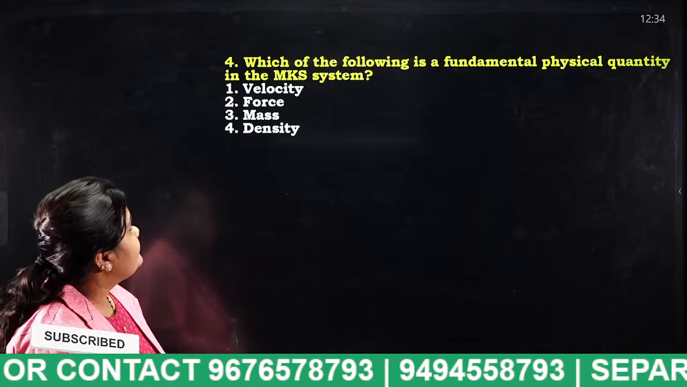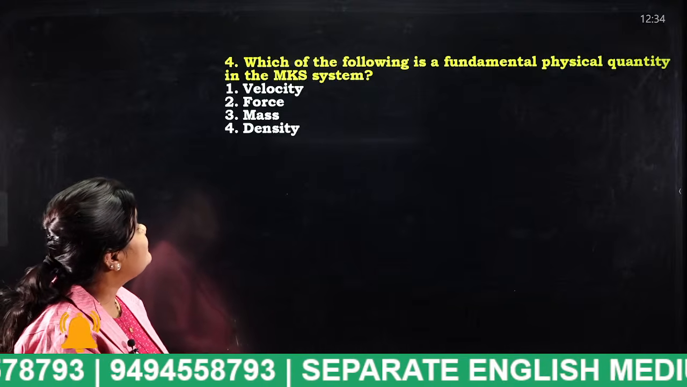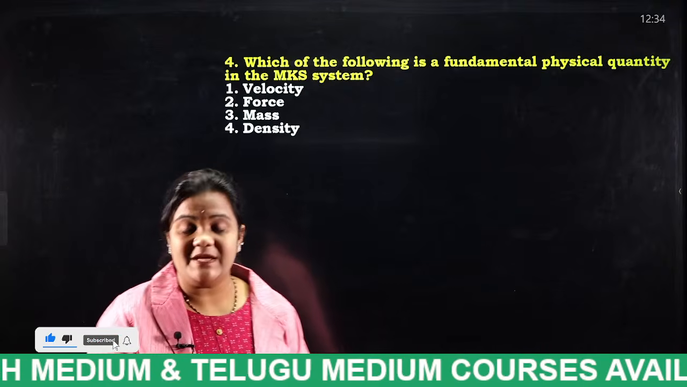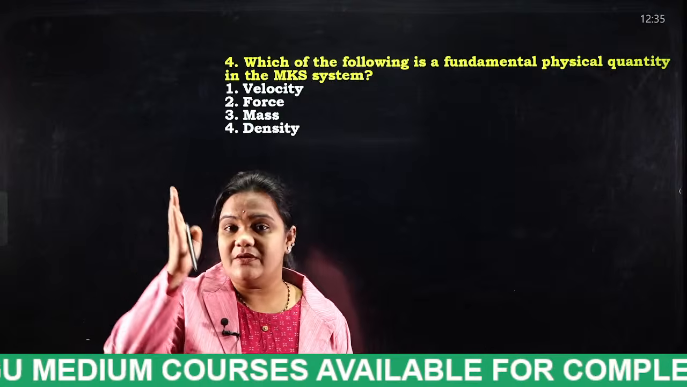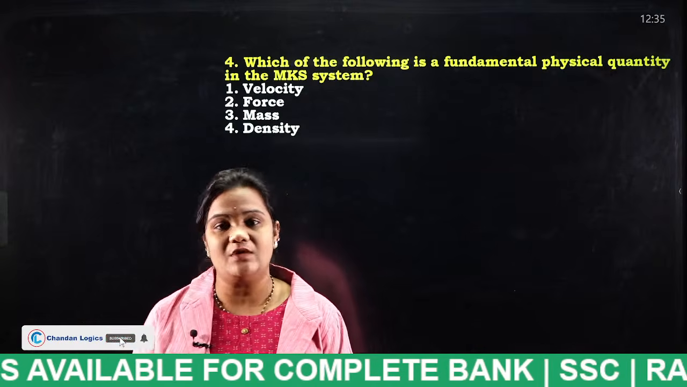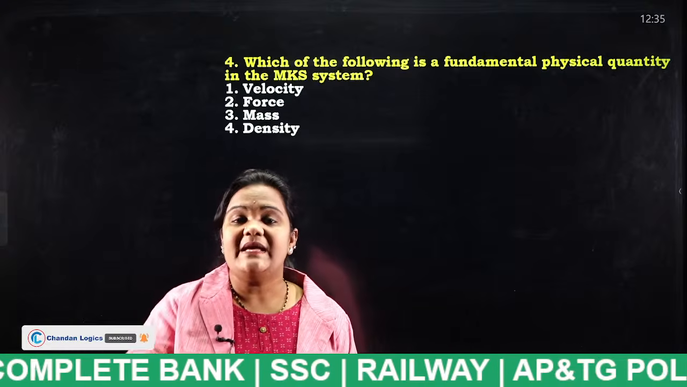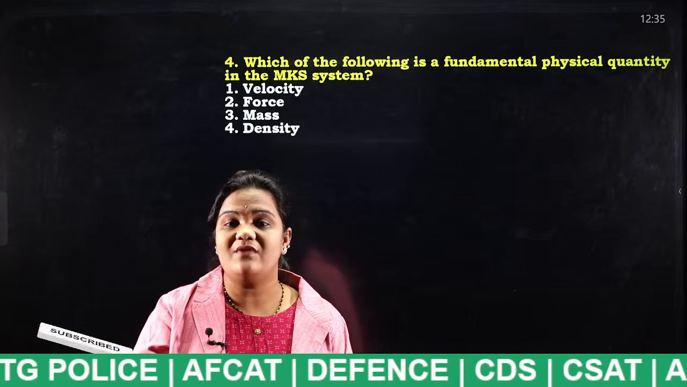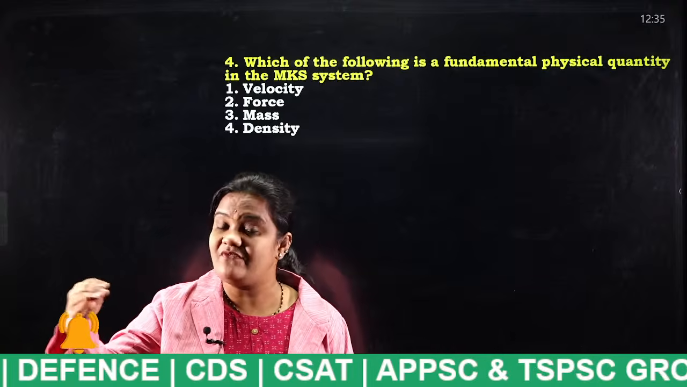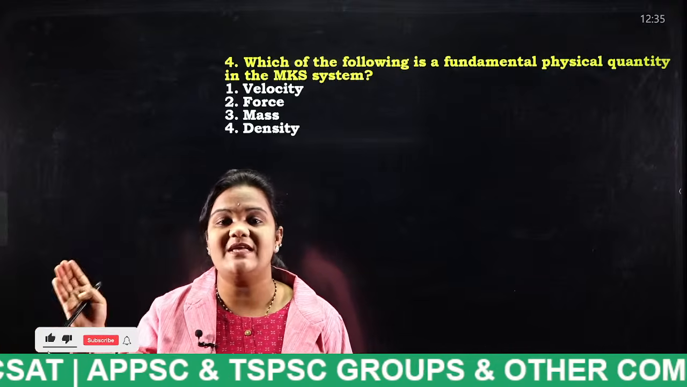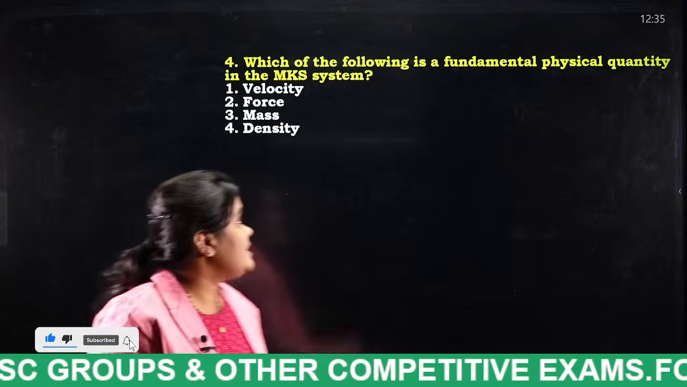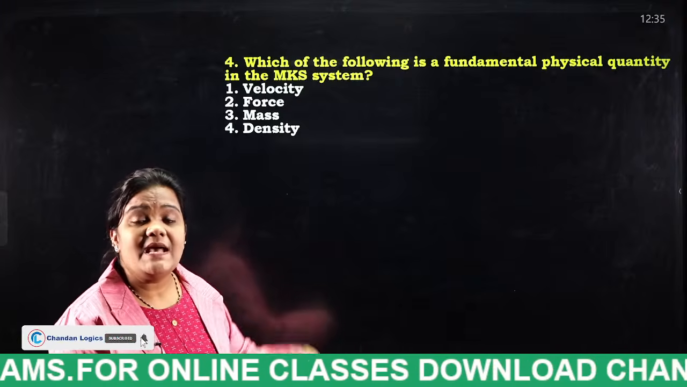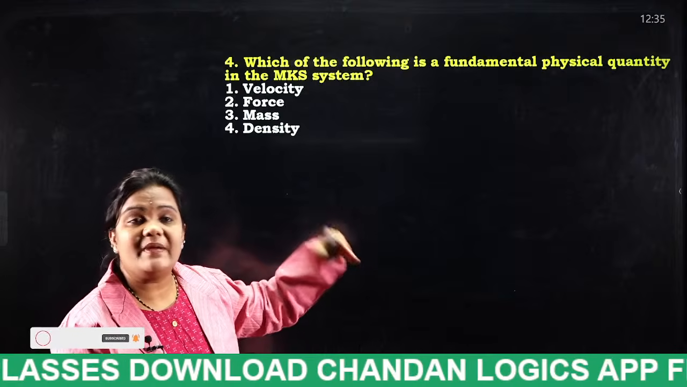Very good. Next. Which of the following is a fundamental physical quantity in the MKS system? Velocity, force, mass, density. I have told you in the beginning of the session what fundamental physical quantities and derived physical quantities are. Physical quantities which are not derived from any other physical quantities, we say them as what? Fundamental physical quantities. If we derive from one or two fundamental physical quantities, we say them as derived quantities. So in the given options, which is the fundamental physical quantity? That quantity does not derive from any other physical quantities.